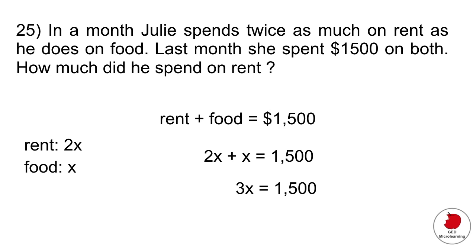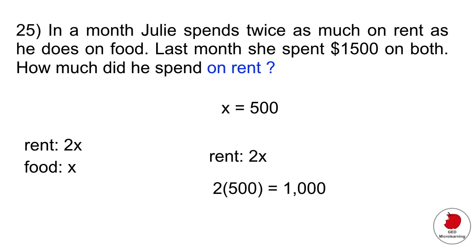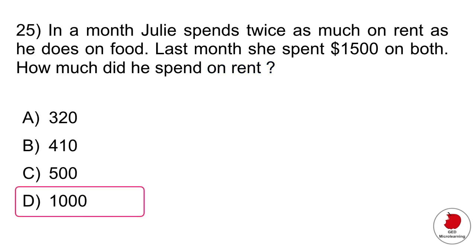And now you divide both sides by 3 so that you figure out what x is. But you're not done yet, because the question asks you how much she spent on rent. So notice that rent is 2x, and you have the value for x. All you have to do is plug that x into that equation, and you end up with 1,000.